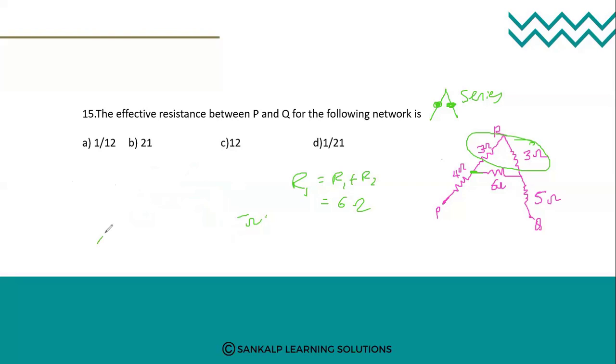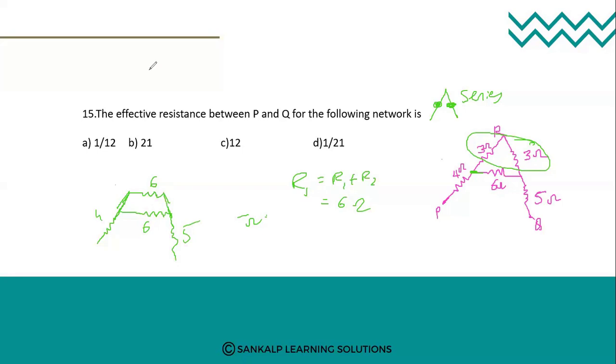So here we have the 4 ohm. Here there is a 6 ohm. Here 4. This is 5. Okay. So now whatever this 6 and 6 is there, this is in parallel combination.